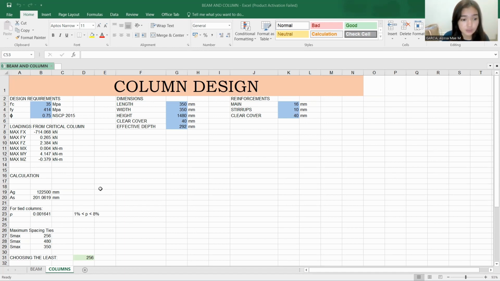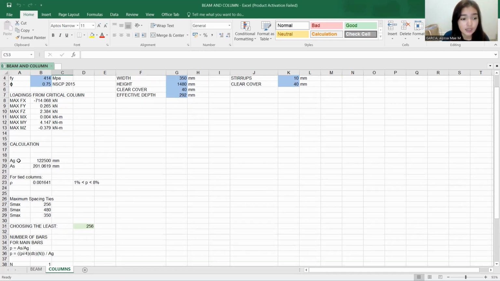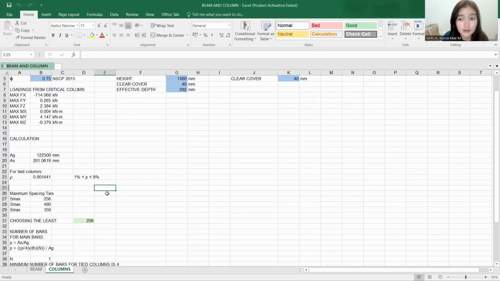Now to start with the calculation, we have here the area gross, which is 122,500 square millimeters, and the area of steel is 201.0619. To get the reinforcement ratio, this was given by the formula. We have to divide the area of steel over the area gross, which is 0.001641. The value of the reinforcement ratio is between 1% to 8%. So this steel ratio is valid.